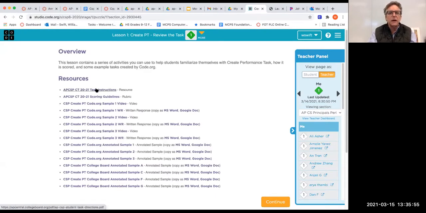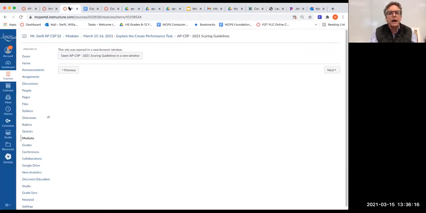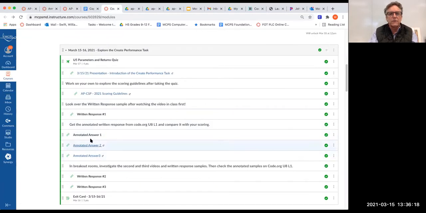The AP task instructions, the scoring guidelines, video sample one, video sample two, video sample three, written response one, written response two, written response three. These are the annotated ones, sample one, two, and three, annotated. I have put them in your module to make your life easier. They are right here if you want to get to them. Here are the last two written response questions, and here is your exit card. I believe everyone knows exactly what they are up to. Let's do our quiz.